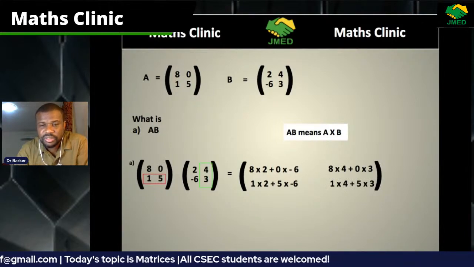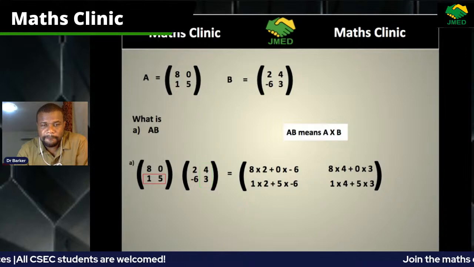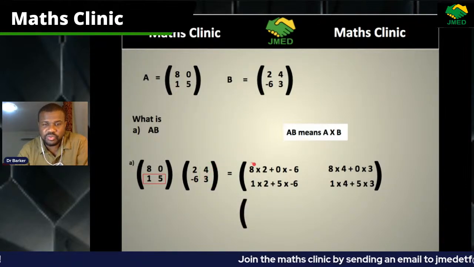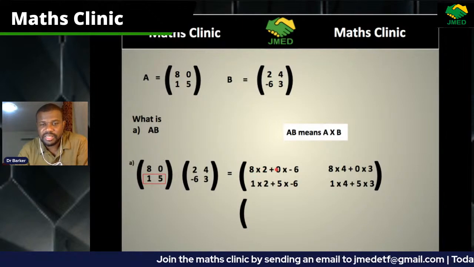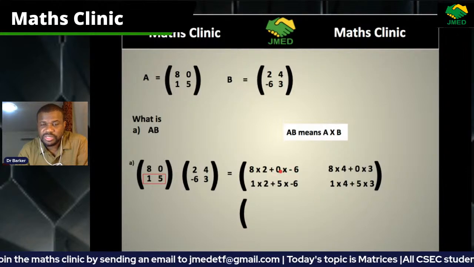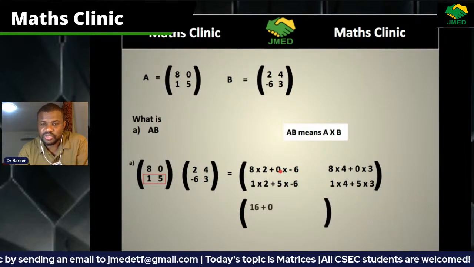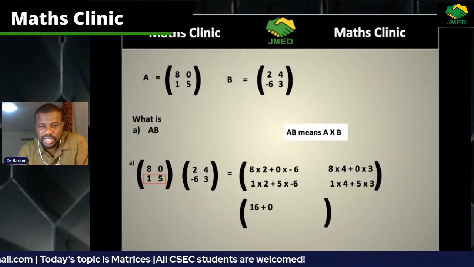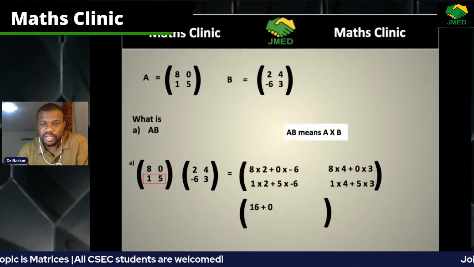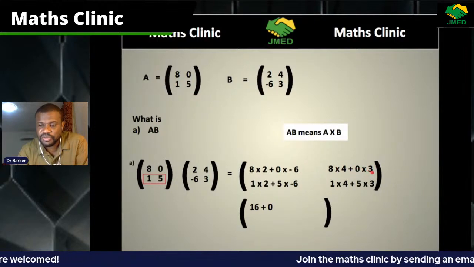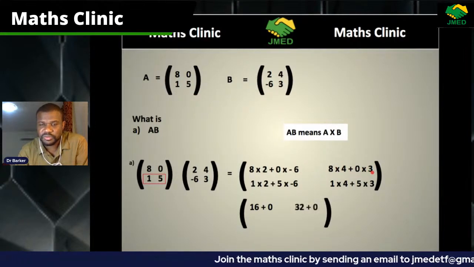Now we need to simplify. So once we get that, we can now simplify. We know that 8 times 2 is 16 and 0 times minus 6 will just give you 0. So we get 16 plus 0. So we do the multiplications and get those out of the way. Likewise, we'll have 32 plus 0, because 0 times 3 is 0.